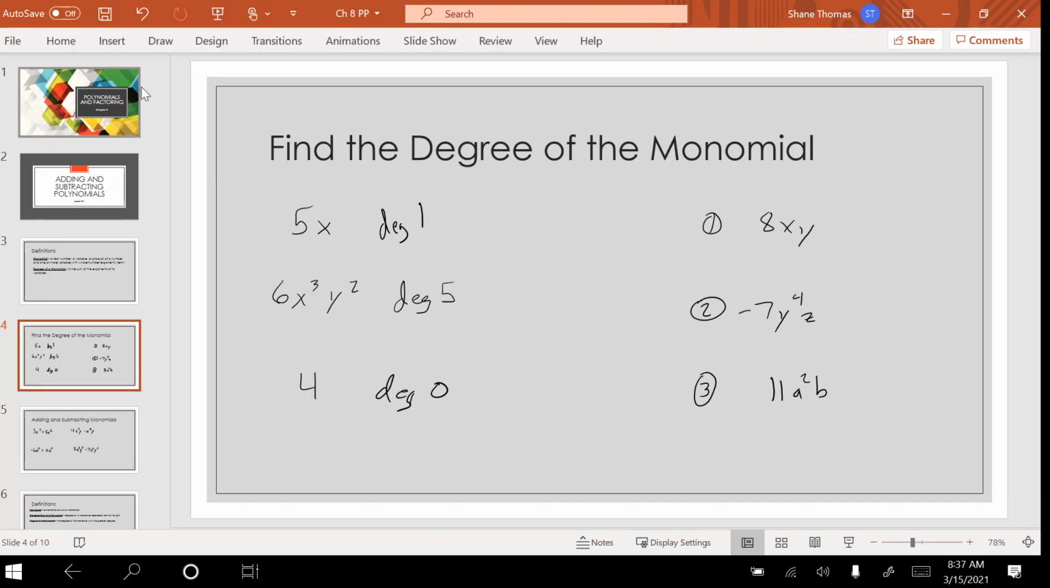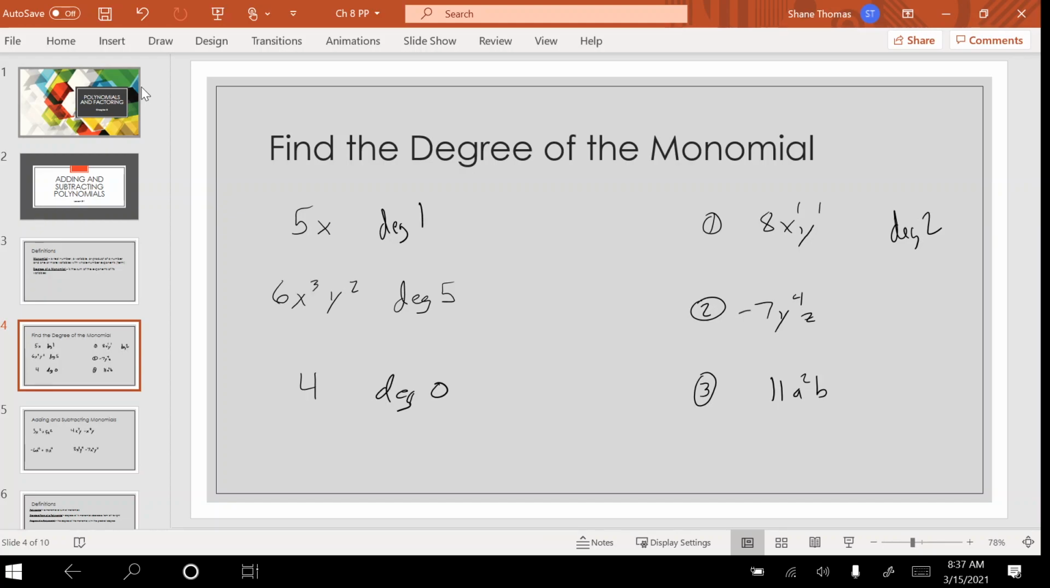Foster, what's 1? What's the degree of the x? 1. What's the degree of the y? 1. Add them together, what do you get? 2. That's degree 2.